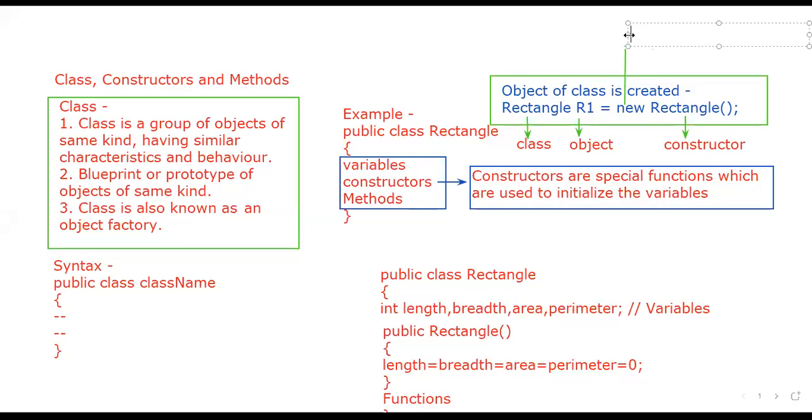This new is a dynamic memory allocation operator. I need to write a bigger one. This is the bigger one. Dynamic memory allocation operator. There are two memory allocation operators. One is new, the other one is delete.